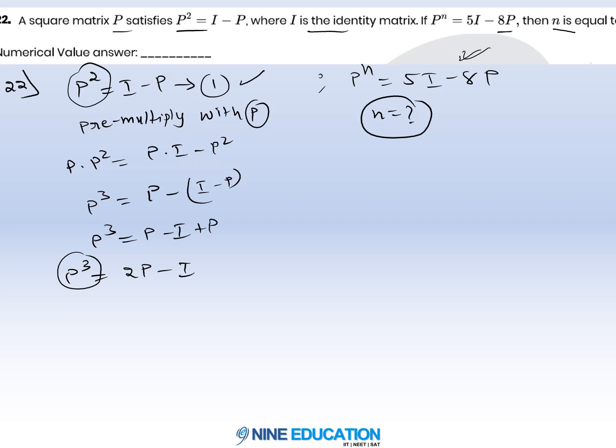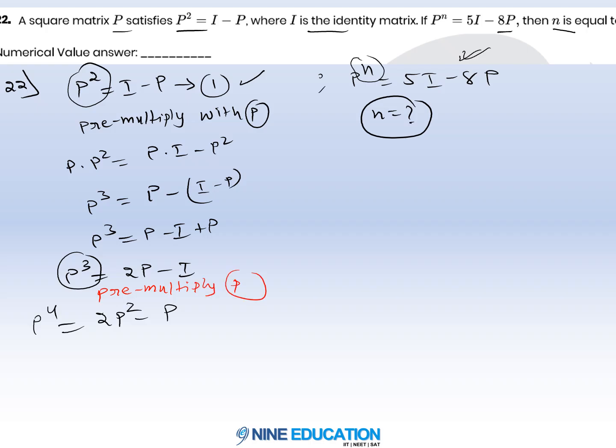So that means definitely for even power we'll be getting negative coefficient of P. So next even power is P power 4. Let's check for P power 4. Again pre-multiply with P. So we get P power 4 equals to 2P square minus P it is. Okay. What I did here, I just pre-multiplied with P again.